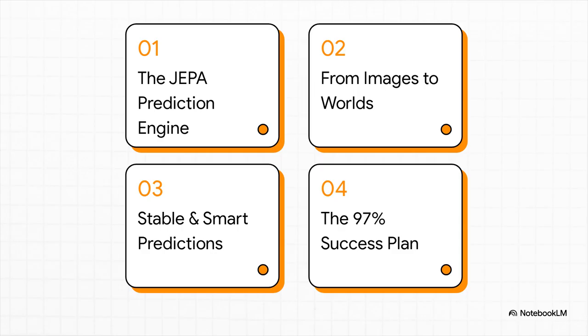First, we'll get into the JEPA prediction engine. That's kind of the brains of the whole operation. Then we'll see how it goes from understanding simple images to entire complex worlds. After that, we'll dig into the really clever tricks they use to make sure its predictions are stable and smart. And finally, we'll see the big payoff, a planning model with a success rate that is, frankly, just staggering.